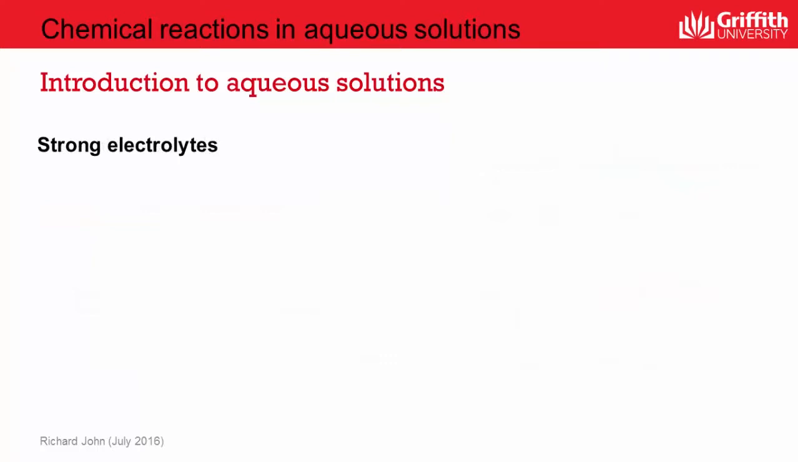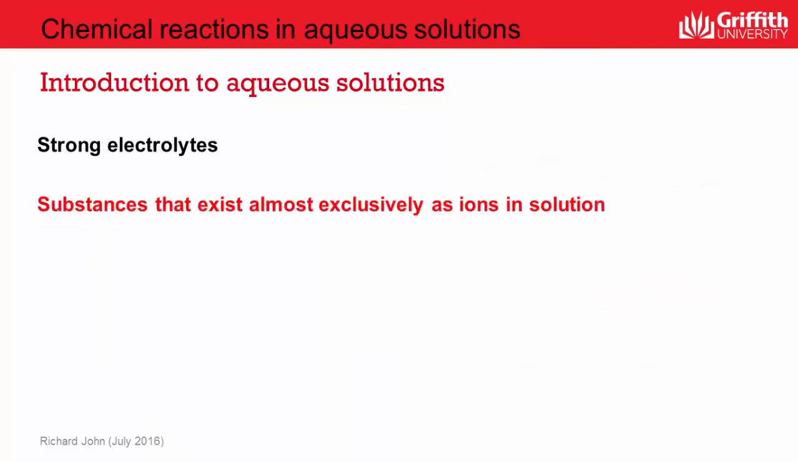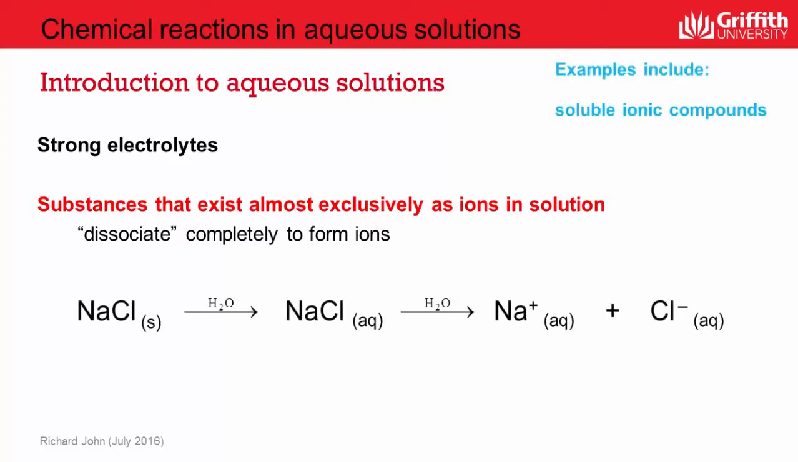We can classify electrolytes into strong electrolytes or weak electrolytes. Strong electrolytes are substances that exist almost exclusively as ions in solution, and we've seen a couple of examples of that already, where the compound dissociates completely to form ions, and sodium chloride is an example. We've got solid sodium chloride being dissolved in water to form the aqueous solution, but that aqueous solution is probably best represented as separate sodium ions and separate chloride ions.